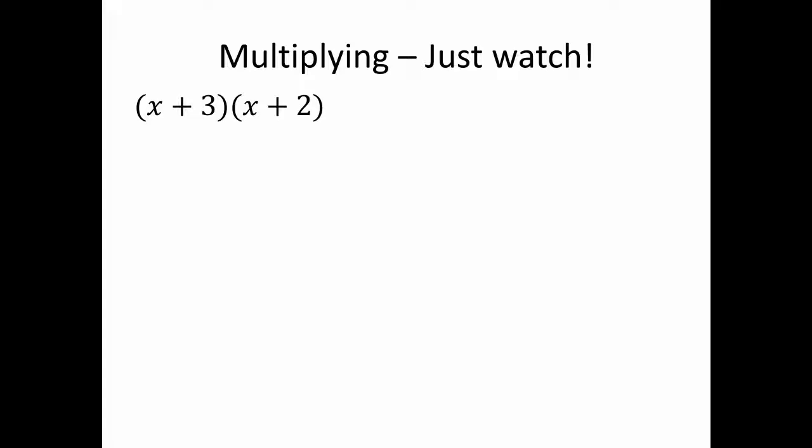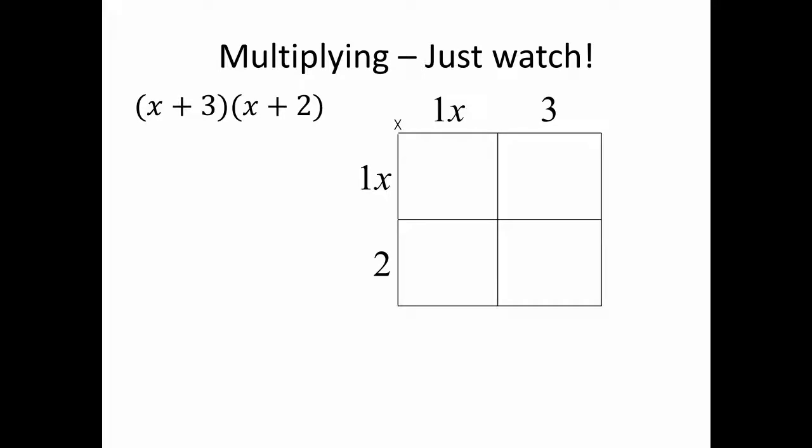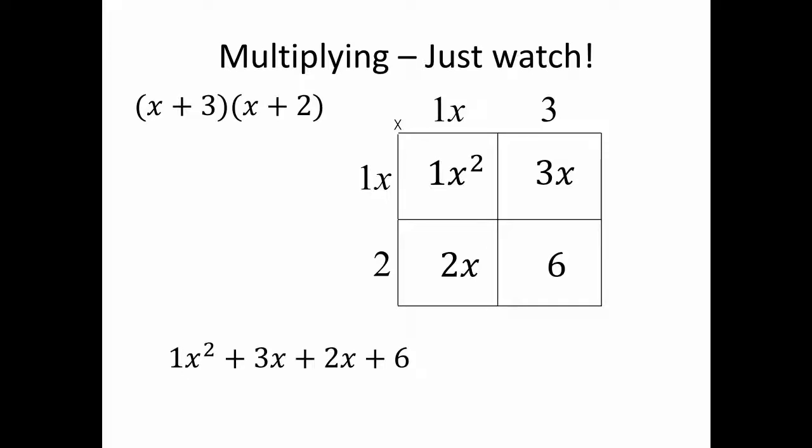So we'll begin with multiplying x plus 3 times x plus 2. And you just need to watch because you've already seen this. We can create the expansion boxes. We can multiply x times x gives 1x squared. 3 times x and 2 times x gives those two boxes. Finally, 3 times 2 gives 6. We add the contents together and then get the result of x squared plus 5x plus 6.